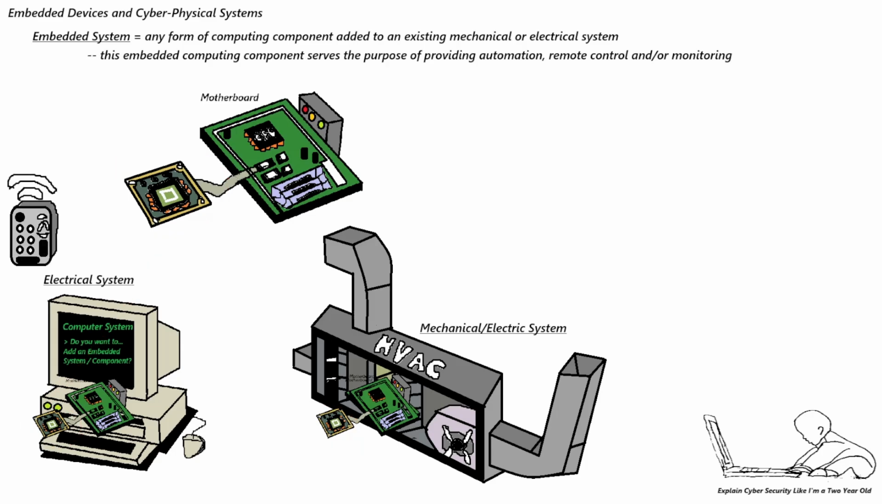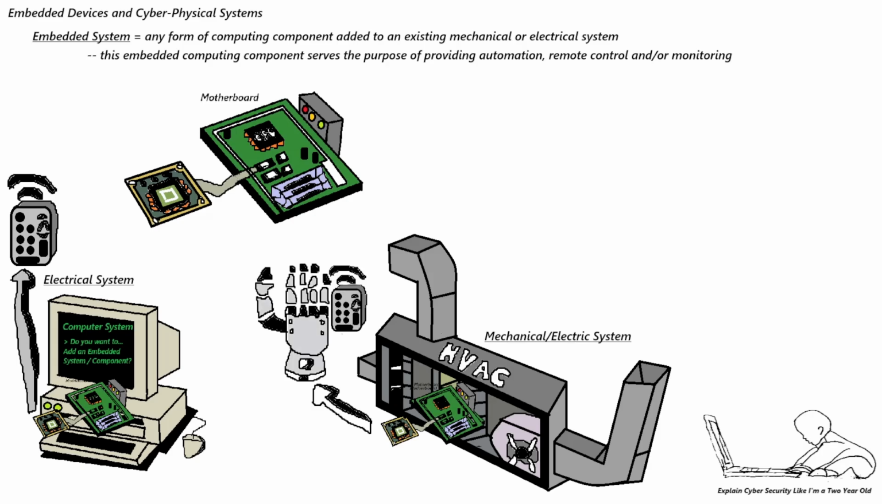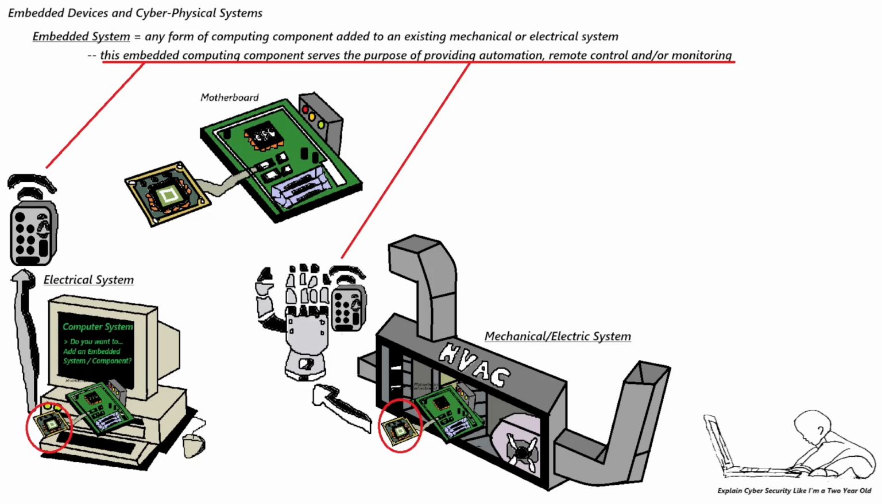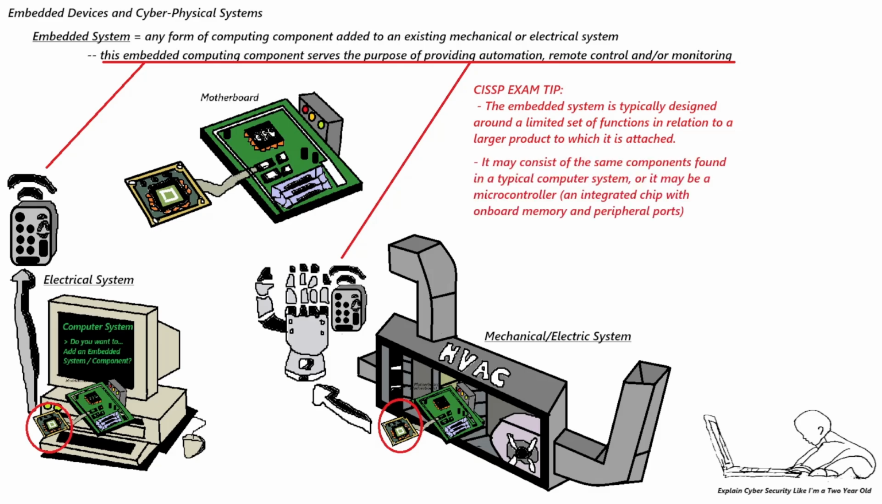Important CISSP exam tip. Remember that an embedded system is typically designed around a limited set of functions in relation to a larger product to which it is attached. It may consist of the same components found in a typical computer system, or may be a bit more bespoke. Ultimately, an embedded system or component can be thought of as a microcontroller. E.g., a microcontroller controls a larger controller such as a system, or may simply be used in conjunction with a larger system to form a specific functionality or enhanced service.